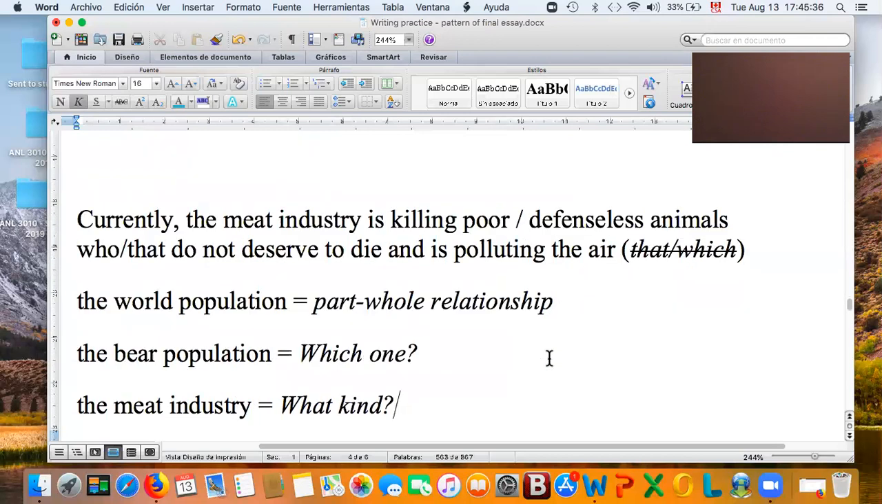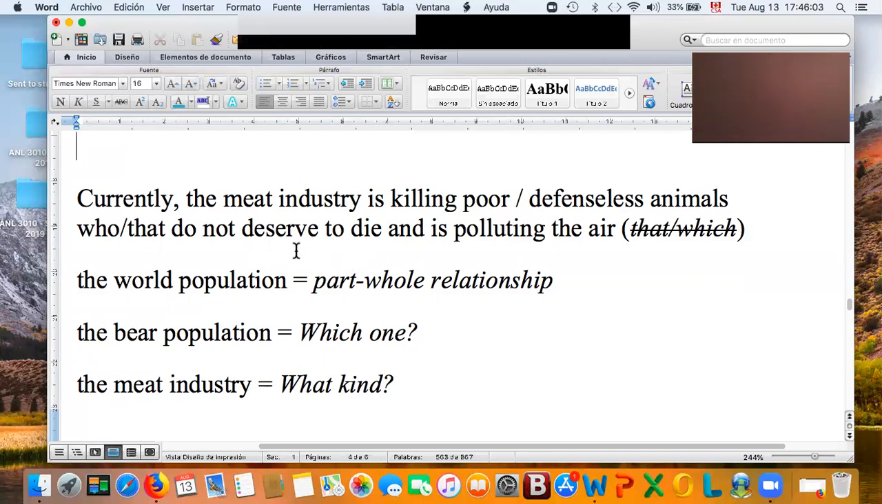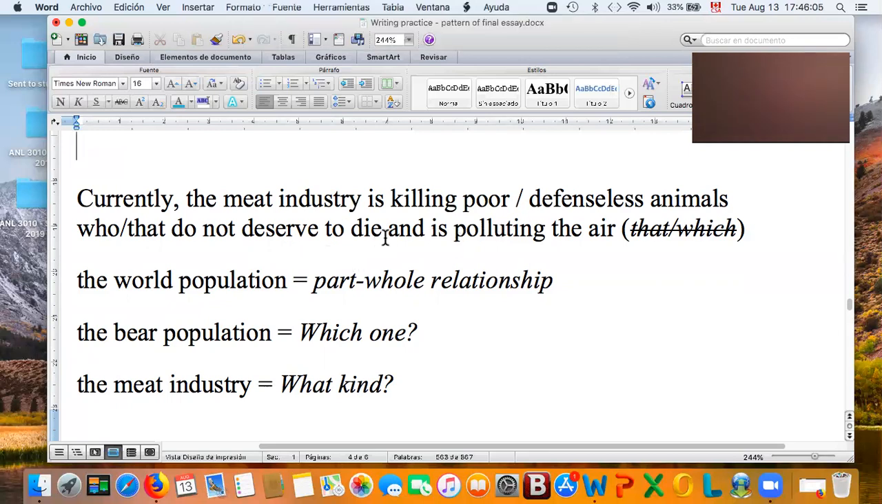Let's look at some more. Well, this is the rest of the student's pathetic appeal to pathos. So she says, currently, nowadays, the meat industry is killing poor, defenseless animals who or that do not deserve to die and is polluting the air. Well, there are a few small details here that I'm correcting. Now, she had this: the meat industry is polluted the air.